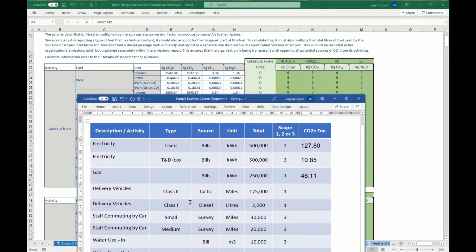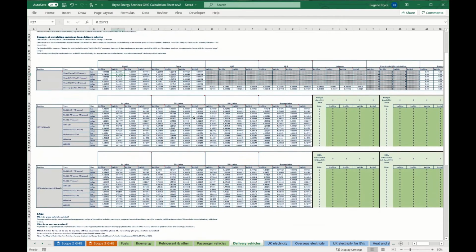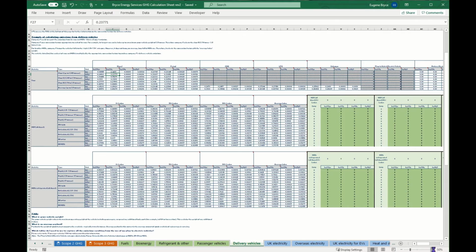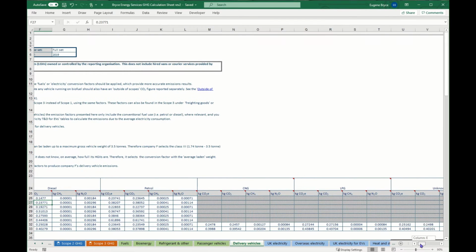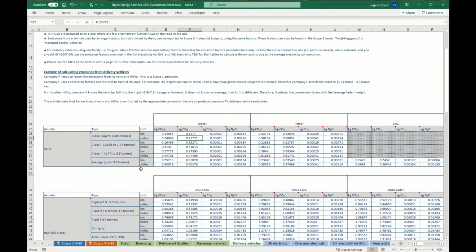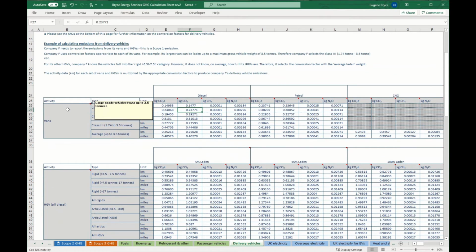Moving on, getting there, delivery vehicles. So delivery vehicles, again, scope 1. Just zooming out here, you can see there's quite a selection of vehicles and types. If I zoom in a bit, we have delivery vans, and under delivery vans we have a type: class 1, class 2, class 3, and the unit is in kilometers or miles.